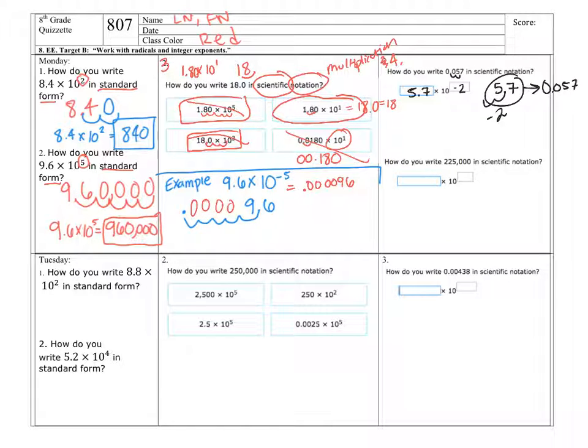The last question on number 4 says, how do you write 225,000 in scientific notation? So this is going to be positive because there are no decimals in there. So we can do, let me see. Start here, go 1, 2, 3, 4, 5. So we're at 2.25 times 10 to the 5th power.